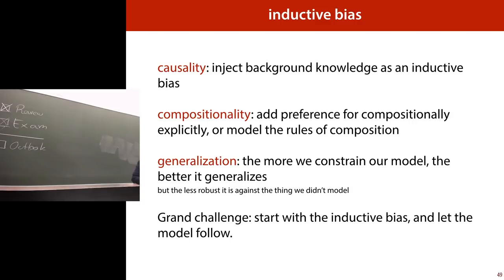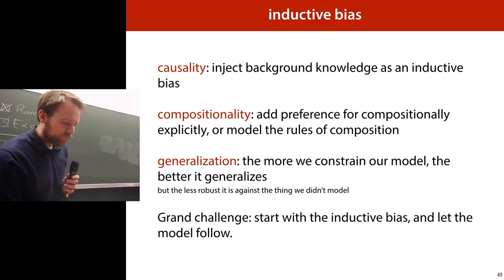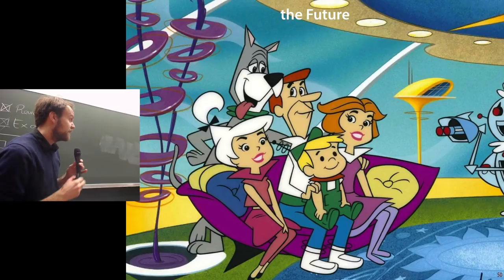And ultimately, what we would like to end up with in machine learning is a framework, a language, where instead of coming up with a successful model and then thinking, I wonder how we can describe its inductive bias, we can start with the inductive bias and then let the model follow from that. But we're not there yet.